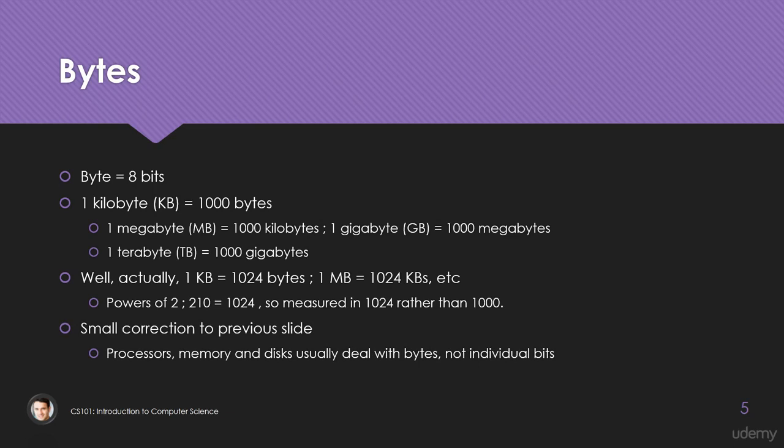And like I mentioned in the previous slide, there's a caveat. Processors, memories, and disks usually deal with bytes, not individual bits. They usually take a byte at a time. That's typically the lowest common denominator of storage or processing. They take 1 byte, 4 bytes if it's a 32-bit computer, 8 bytes if it's a 64-bit computer. But the idea is everything is stored as bits, but they're grouped together as bytes.